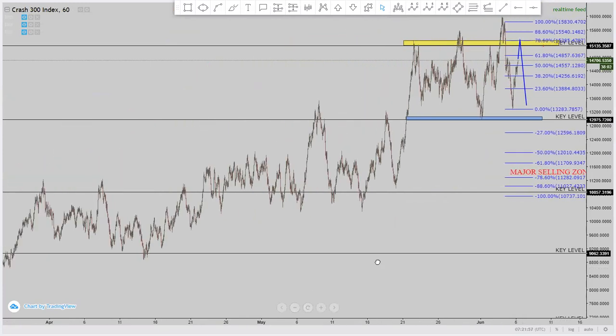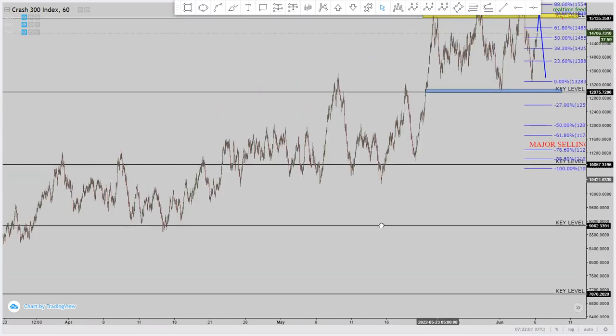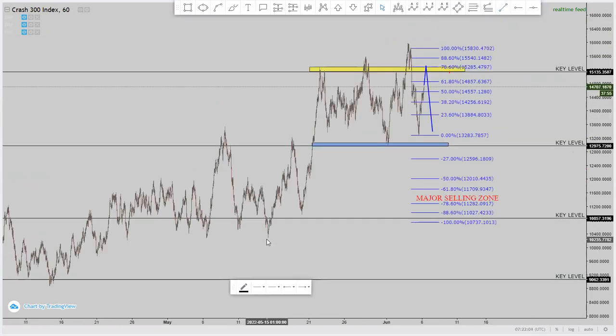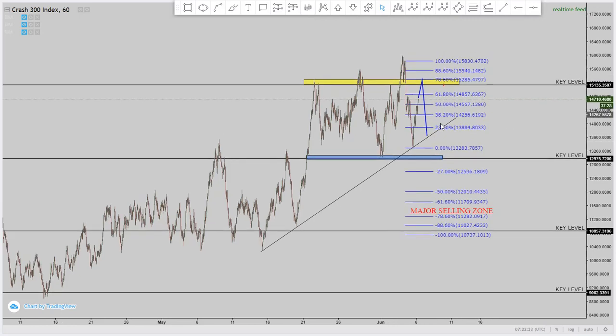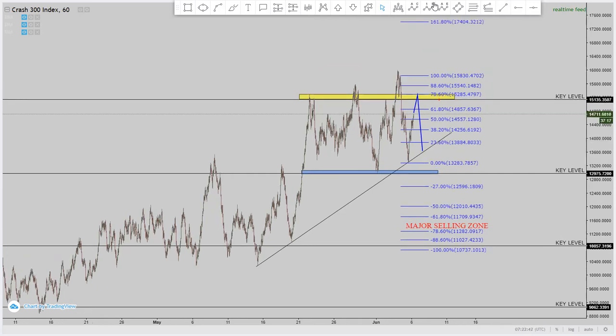So Crash 300, this is the current lookout. Someone can even have a trend line here, touch there, something like this. So we simply expect price to come, give us a reaction at the 78.6 Fibonacci, which is our key level and also our major resistance. Once we get there, we simply drop all the way to that area. So that is the first possible scenario: price comes to a key level, key resistance, then crashes all the way to this zone here.